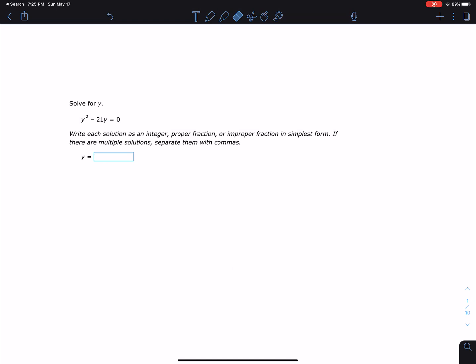Solve for y. We're going to be given a quadratic equation. The only way we can solve quadratics is when it's completely factored. That's what we need. This is not factored, so the very first thing we need to do is factor it.